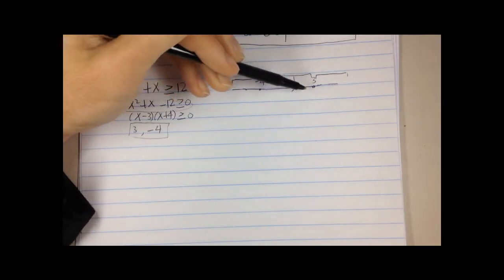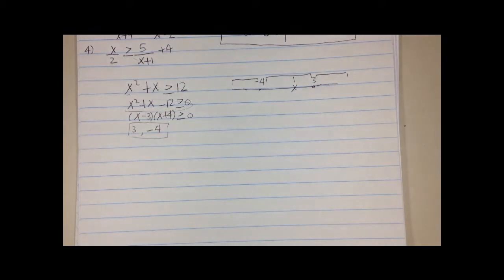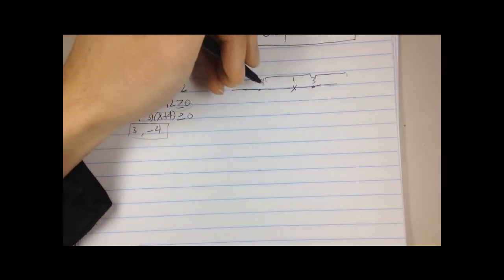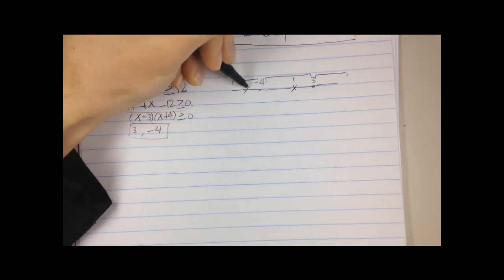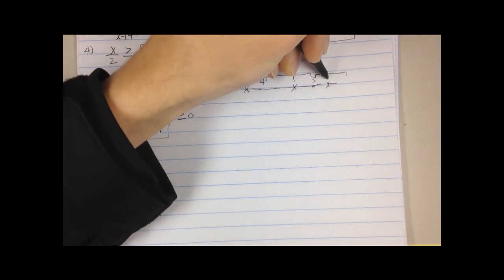And so you're going to want to test points in each one of these ranges, and it doesn't matter what number you choose. Usually just whatever number is easiest to work with. So I'm going to choose negative 5 here and 4 here.